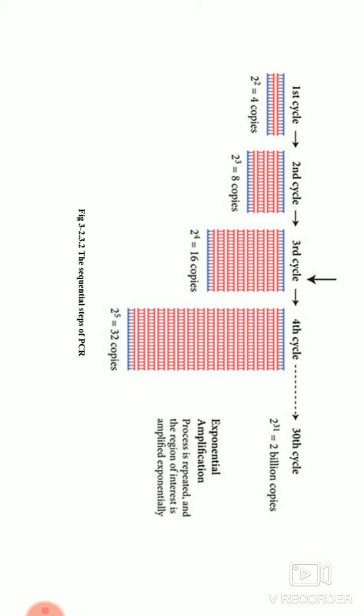The first cycle: every time you copy a DNA strand, there are 2 strands, so you double the copy, that is 2 to the power of n. For example, at the second cycle, 2 to the power of 2, you have 4 copies. First cycle. Second cycle, 2 to the power of 3, 8 copies. Third cycle, 2 to the power of 4, that is 16 copies.